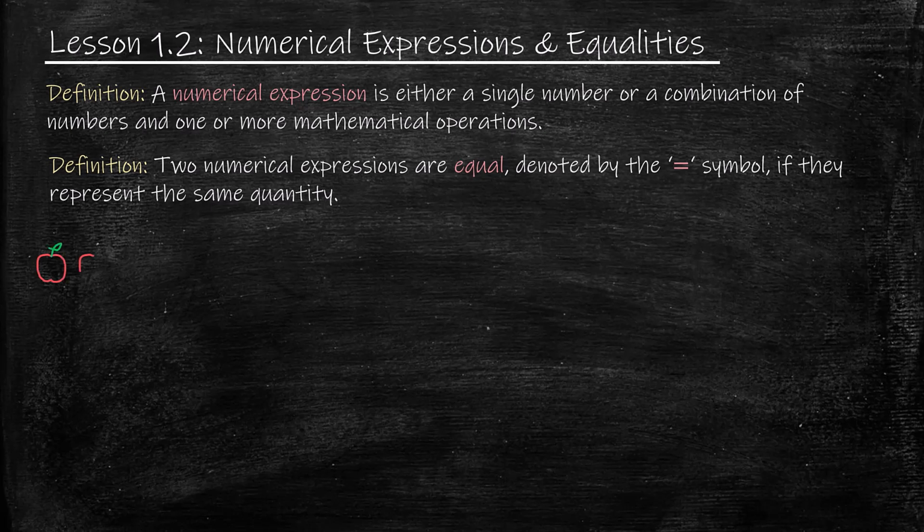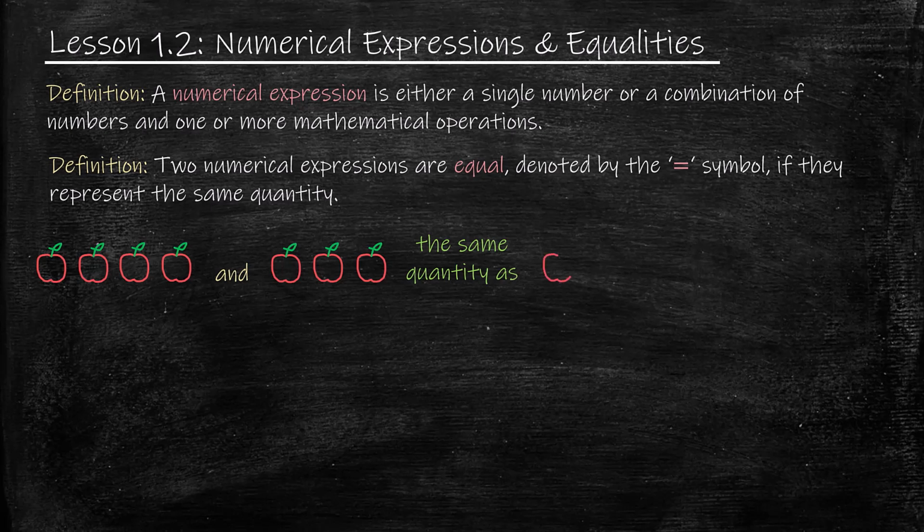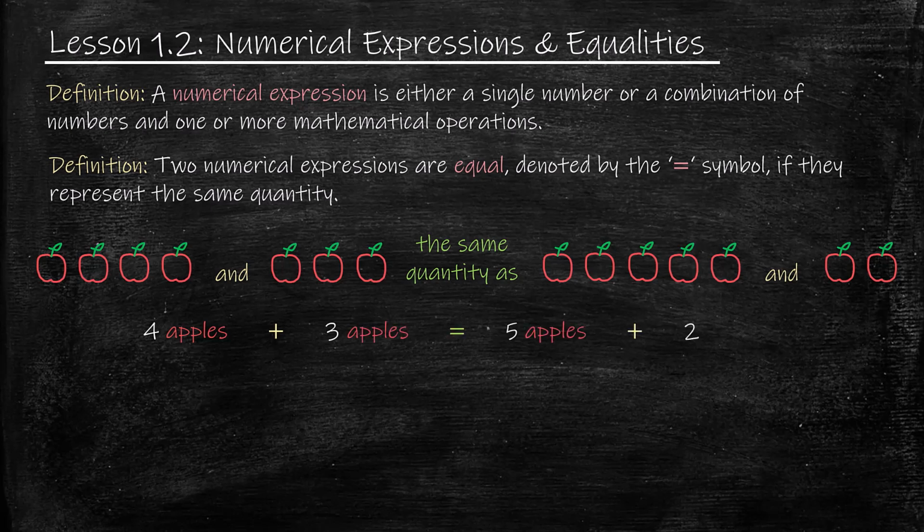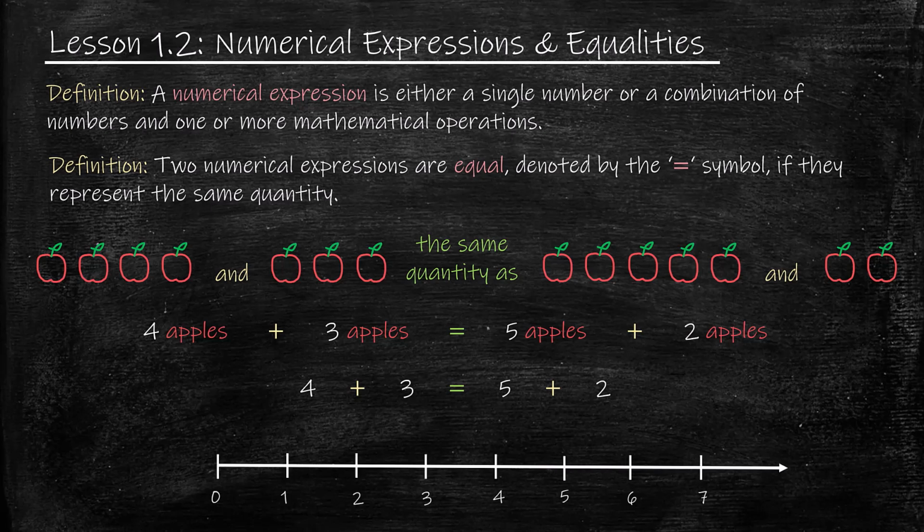Similarly, combining 4 apples with 3 apples results in the same quantity as combining 5 apples with 2 apples. And using math notation, we can write 4 apples plus 3 apples equals 5 apples plus 2 apples. Or simply 4 plus 3 equals 5 plus 2. Again, we can see on the number line that 4 plus 3 equals 5 plus 2, since both sums result in the same number.